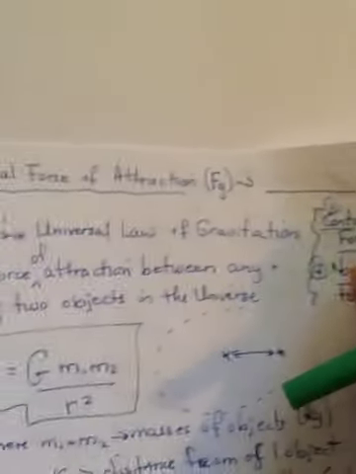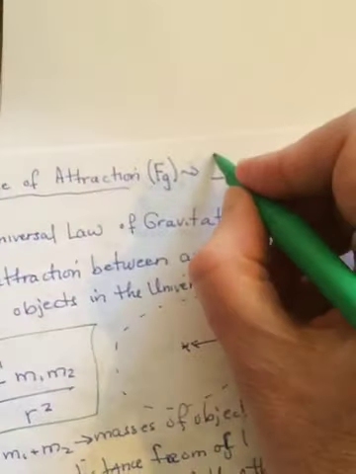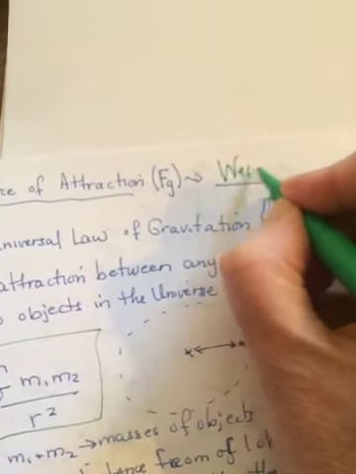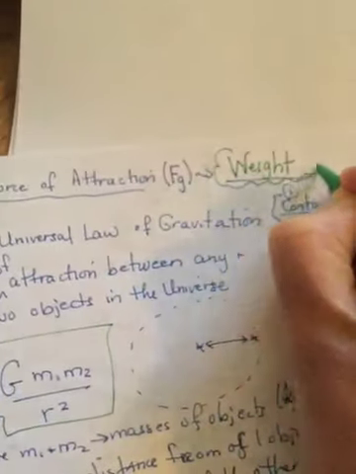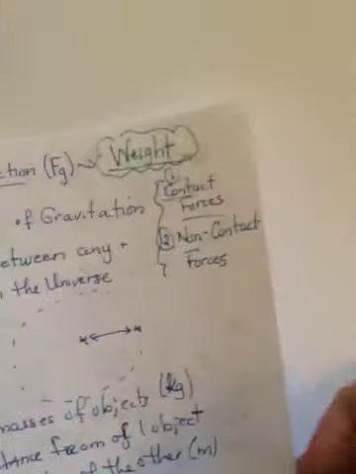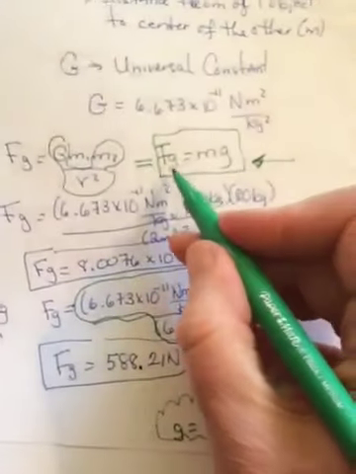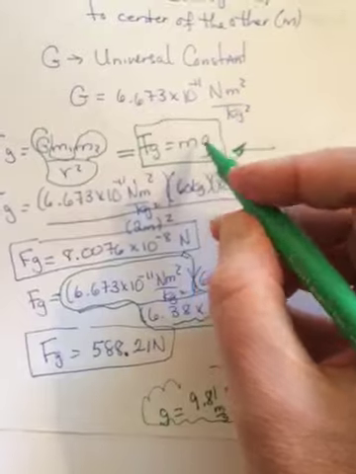But I almost forgot this blank. What is the other name for the gravitational force of attraction? The other name is the object's weight. The force that the Earth is pulling on you is the object's weight, and we can find it by Fg equals mg.